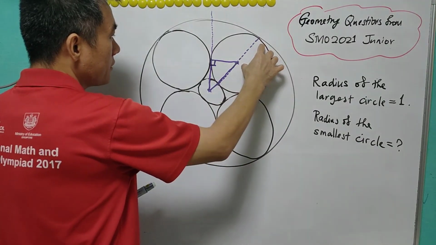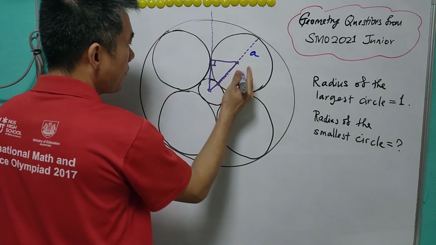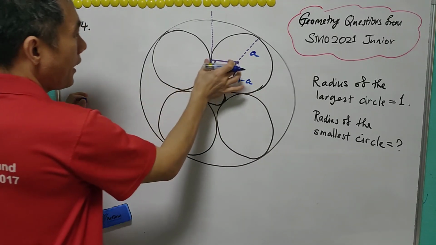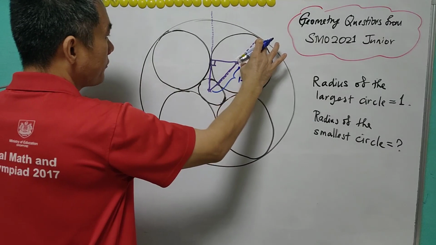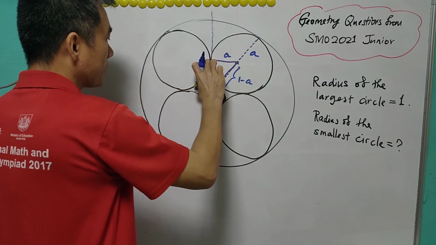We will let the radius of the middle circle be A. Then whatever that we have here will be 1 minus A. And this is also the radius of the middle circle, so it is also equal to A. What happened to this length?